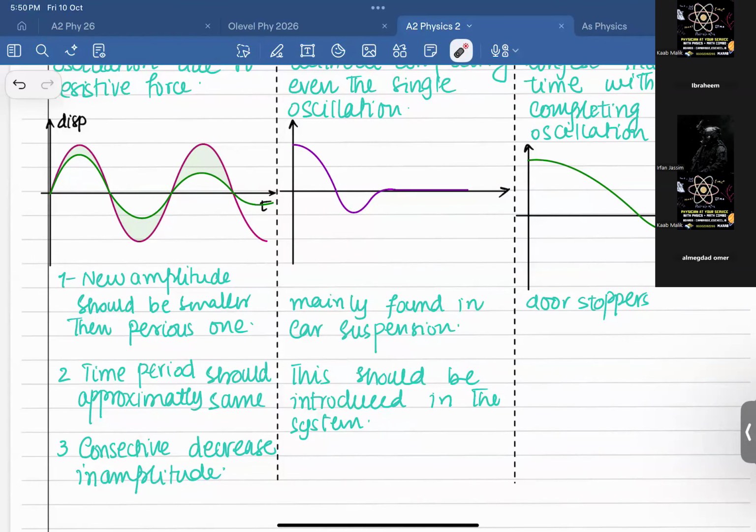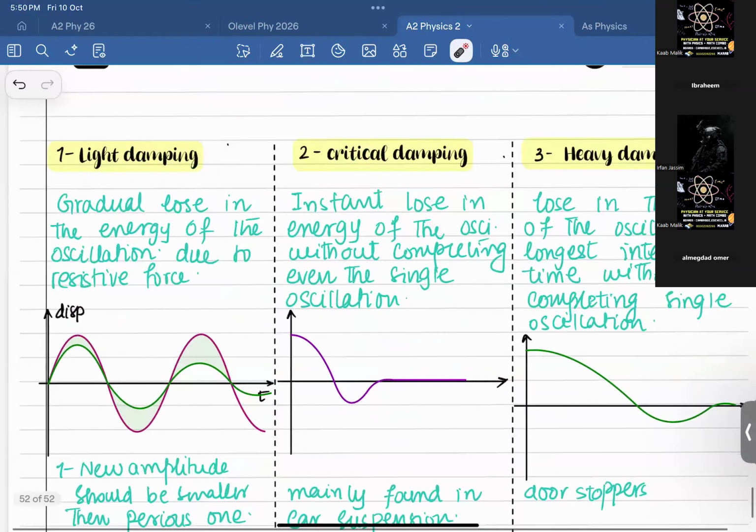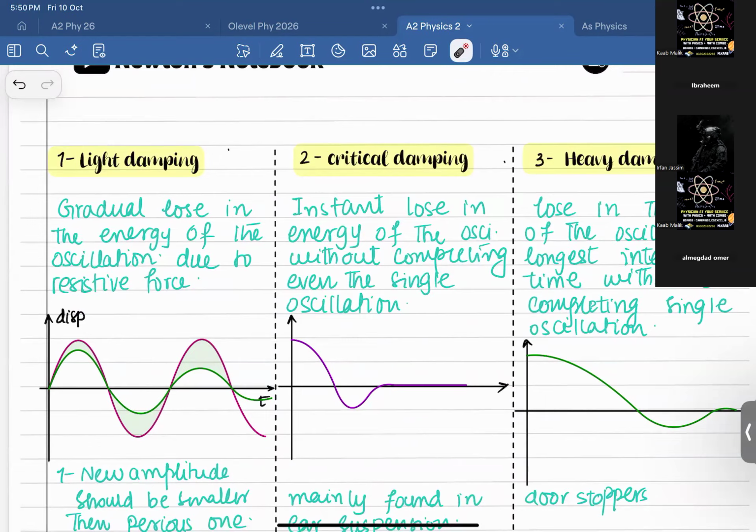And then after that, we have the third case, heavy damping. In heavy damping, we make the loss in energy happen over the longest amount of time. Critical and heavy damping are basically artificial damping, but light damping is natural damping. In every oscillatory system, you will find light damping, right? But critical damping and heavy damping are something that we introduce in the oscillatory system.